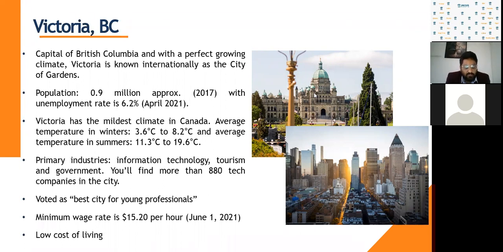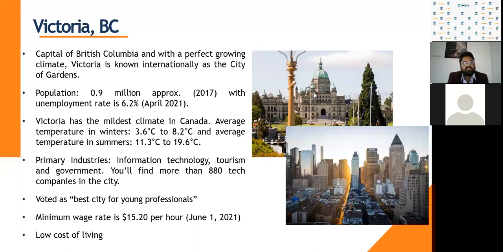Now, the population of this particular city is only around 9 to 10 lakh people, which means very little competition and nice benefits. The temperature is also the mildest in all of the Canada region. As most students ask how the temperature is in Victoria, let me clarify that for you. The temperature is very mild compared to other cities in the Canada region.